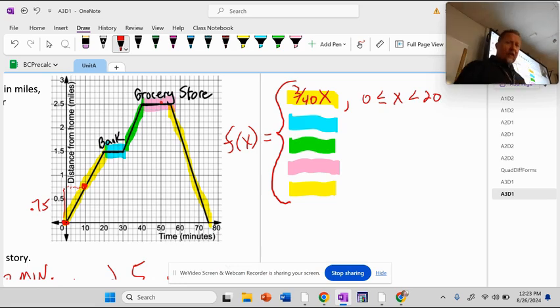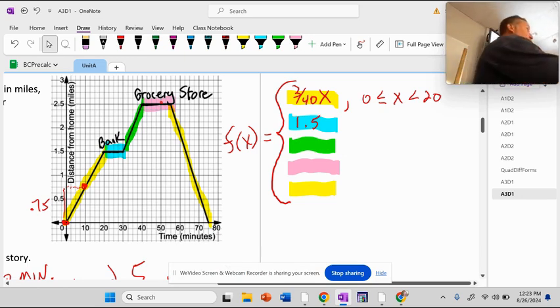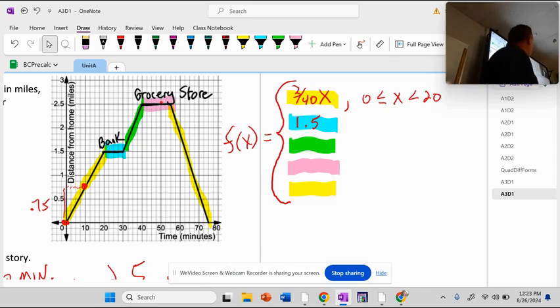Horizontal. What's the equation of a horizontal line? Y equals a number, and that number is 1.5. Notice I don't put y equals again. I don't put f of x equals. It's already taken care of.